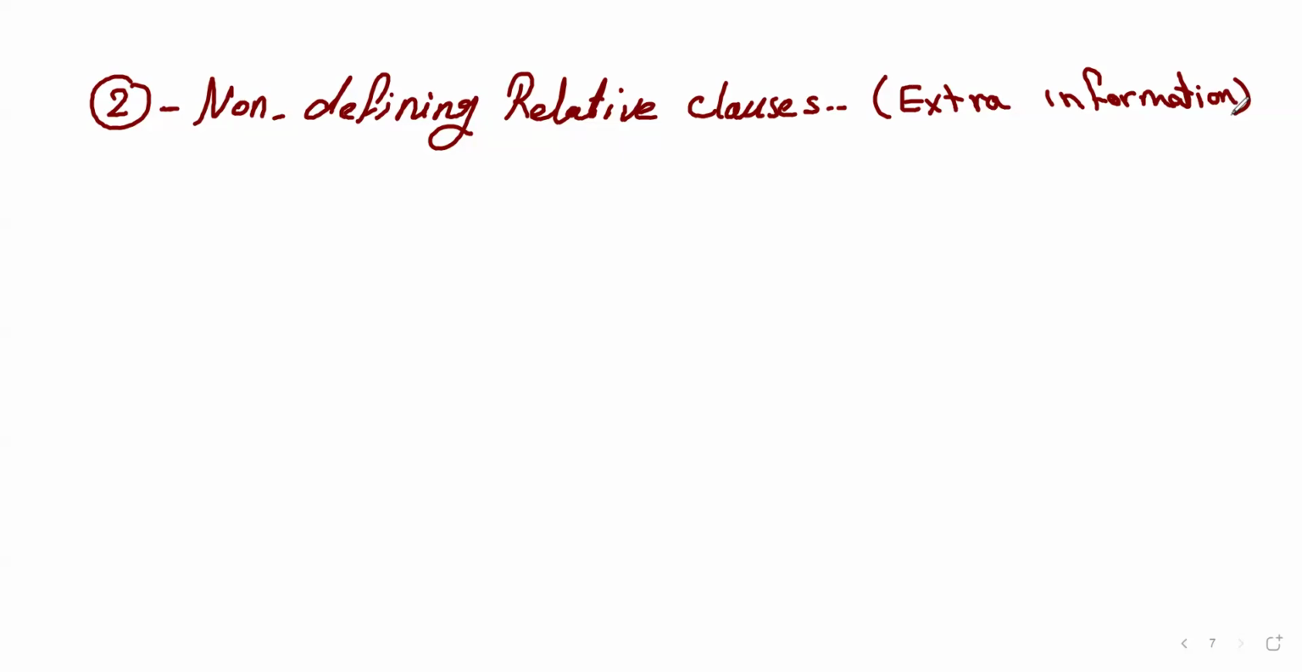So again, a non-defining relative clause adds extra non-essential information about a noun. The noun is already identified, so I don't need this information actually. Number 2, the sentence is complete and clear without the clause. What about the commas? Commas are used. Why? To separate the clause from the rest of the sentence. Okay, let's see some examples.